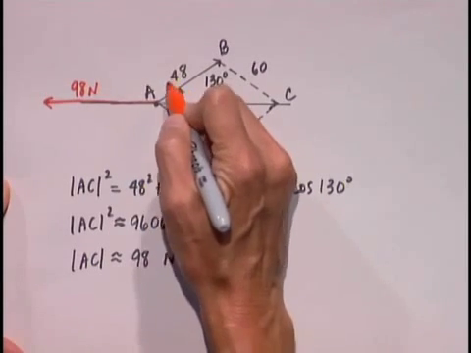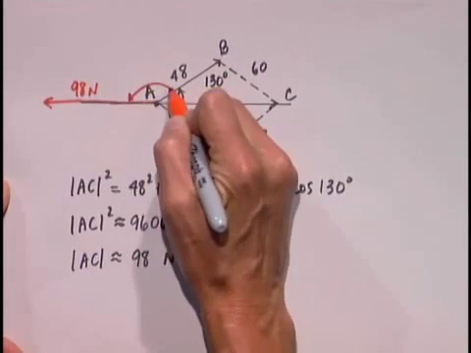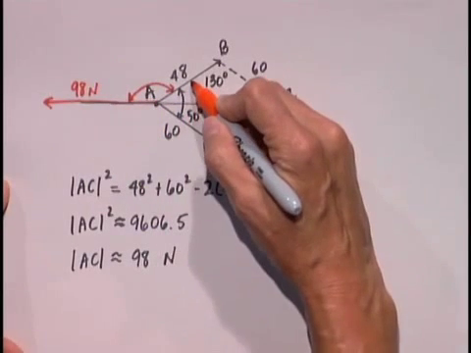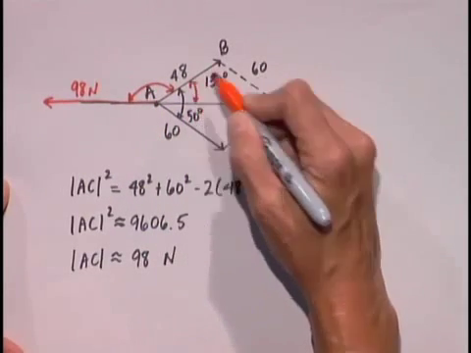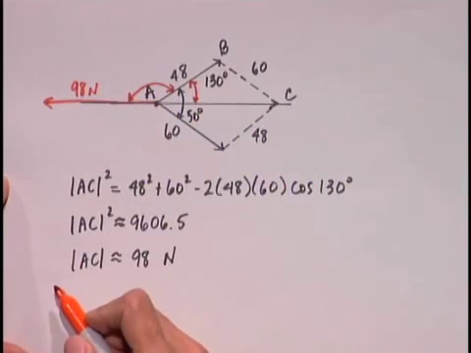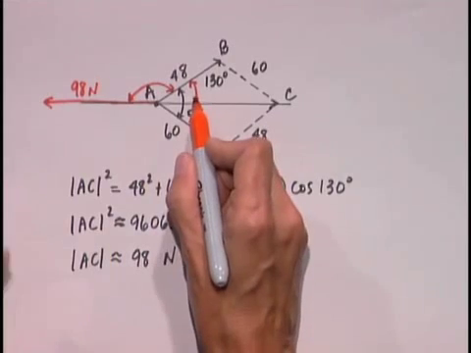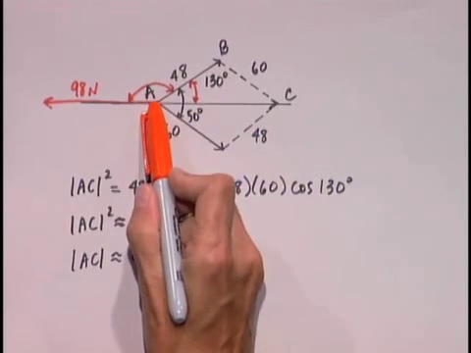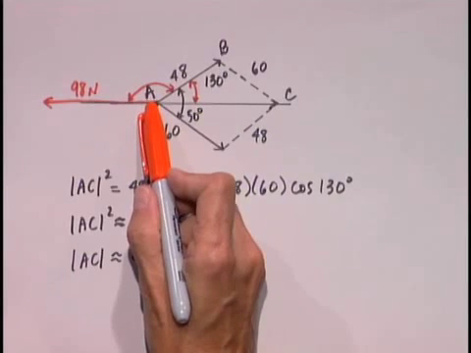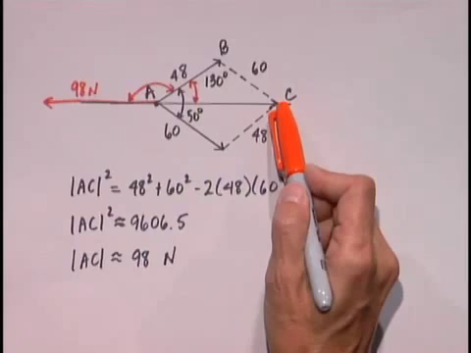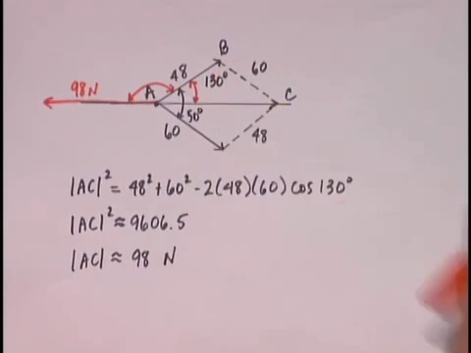It's a good idea to sketch that now because we are also charged with finding the angle that that vector makes with the 48 newton force. So we're looking for this angle. What we can do is find the angle in the triangle and subtract it from 180 to find the angle we desire. To find the angle in the triangle, which is labeled angle A, I'm going to use the law of sines, angle B, which is 130, and the 98 newtons, as well as the side 60.